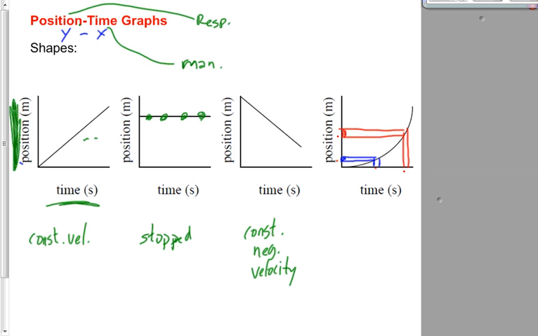What's another word for speeding up? Acceleration. So if I gave you this on a quiz or a test, if you said acceleration, that'd be fine. If you said speeding up, that'd be fine. Anything like that would be fine.